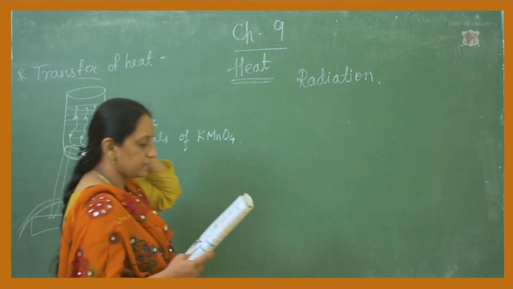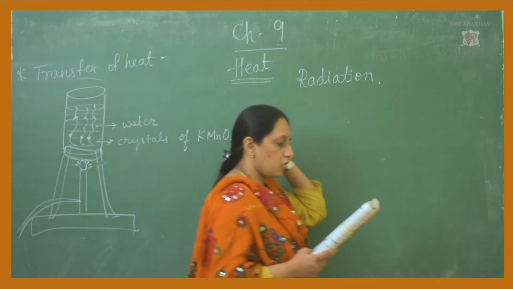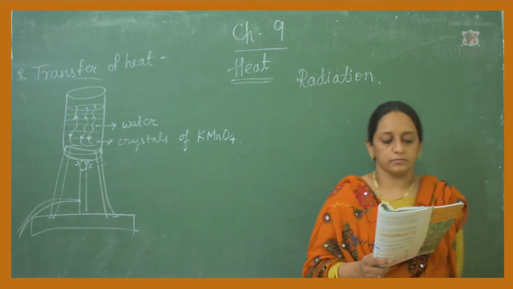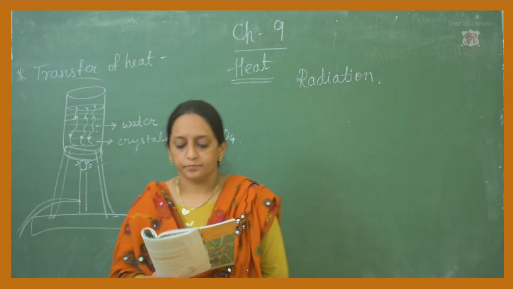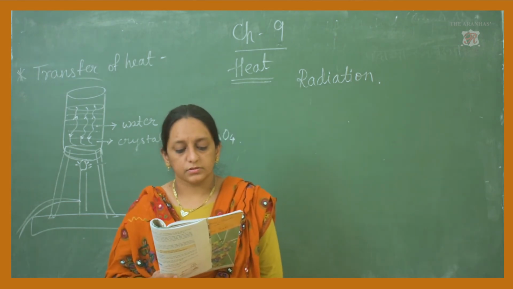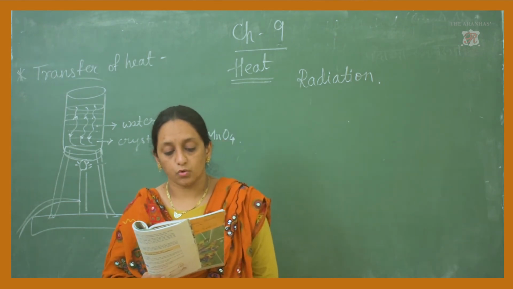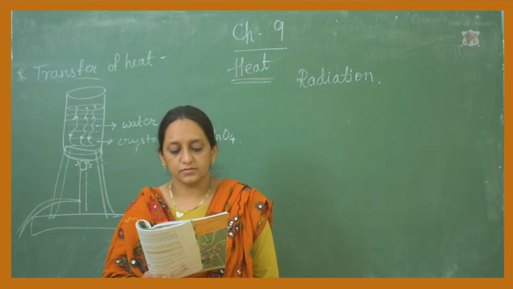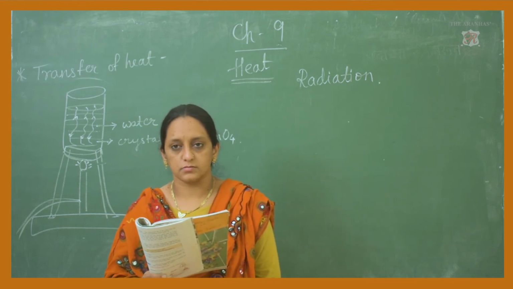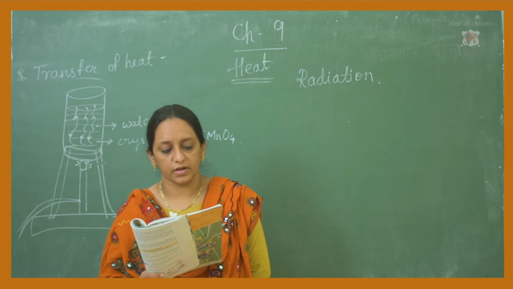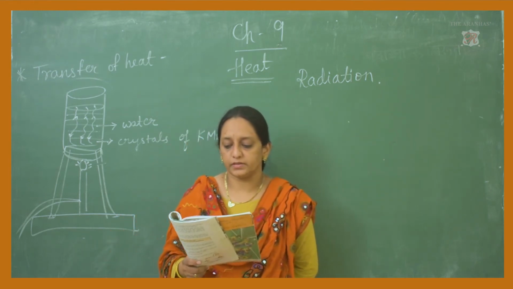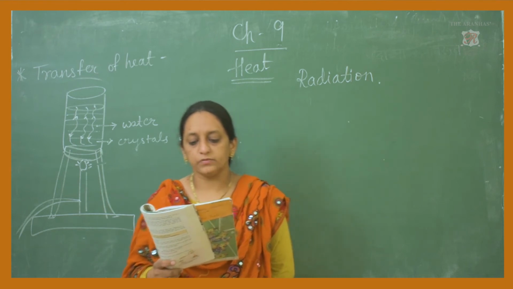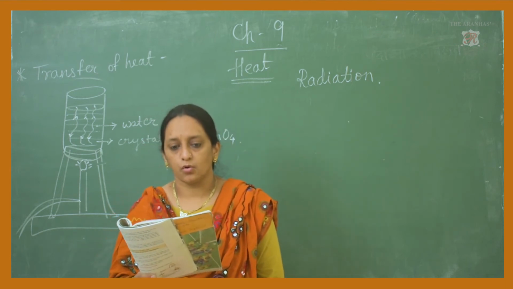Again, they have given one more activity on the next page. Take a test tube, a piece of wire gauze, a burner, and a candle. Take some water in a test tube. See in the diagram they have given. The test tube is transparent. Wrap a piece of ice in a wire gauze and drop it in the test tube. It will sink to the bottom because of its weight.